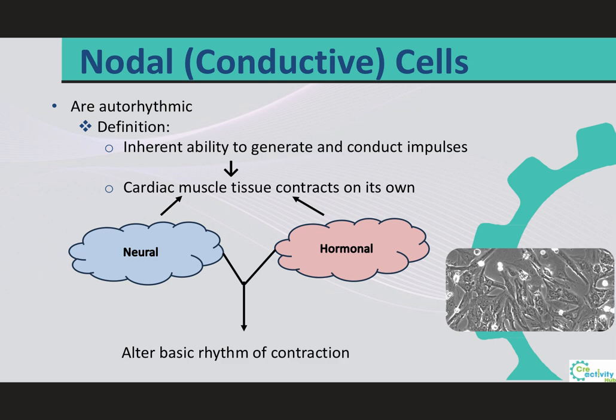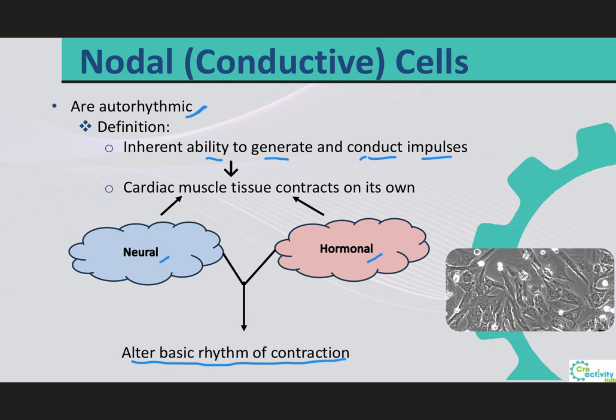Now, unlike skeletal muscle, cardiac muscle tissue will contract on its own, even in the absence of neural or hormonal stimulation. This inherent ability to generate and conduct impulses is called autorhythmicity. Autorhythmicity just means that the cardiac cells are able to start to contract on their own without the influence of any neural or hormonal stimuli. But it is true that these neural or hormonal stimuli are able to alter the basic rhythm of contraction.